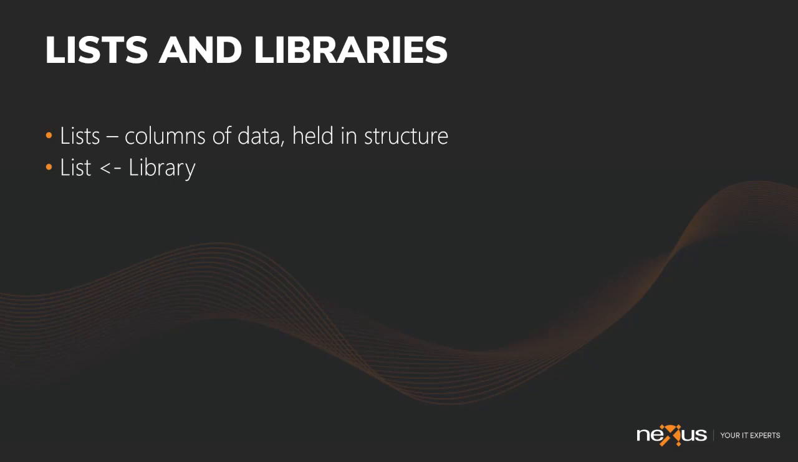Something worth mentioning very quickly here is that the terms lists and libraries are used to describe two different kinds of entity. But actually, when you look at the technology under the bonnet in SharePoint, a document library is just a special kind of list. It's a list that's got columns of information, but in addition to that, you can attach files to it. So really in SharePoint, there aren't lists and libraries, there's just lists, and a library is just a special kind of list.